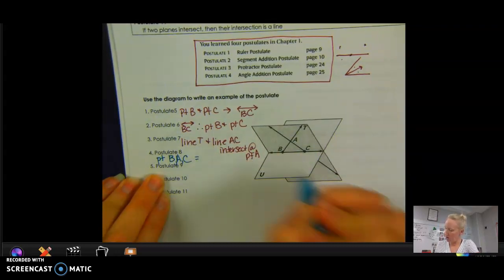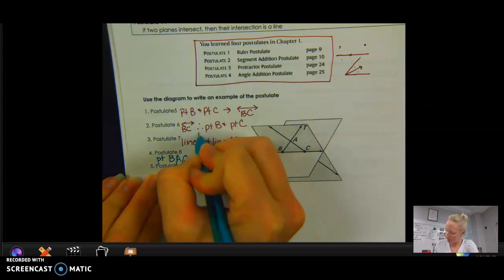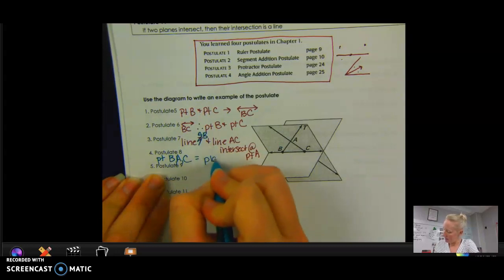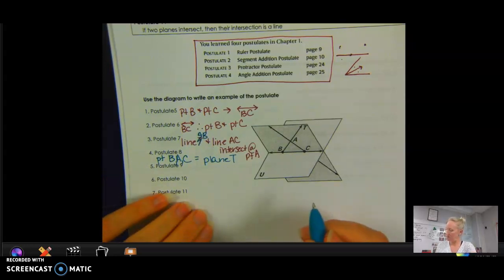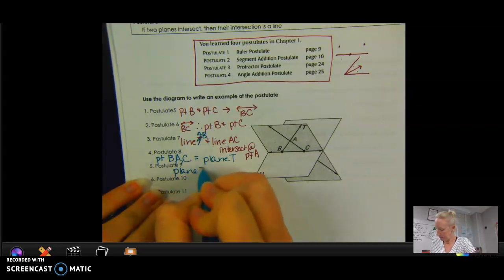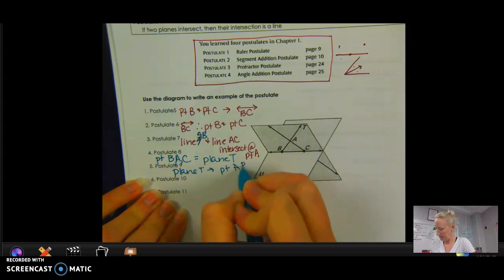So that equals, oh, that plane is called T, not line T. This is line AB. That's my fault, guys. That makes plane T. Postulate 9 is the opposite of that. So I have plane T, which means I have points A, B, and C.